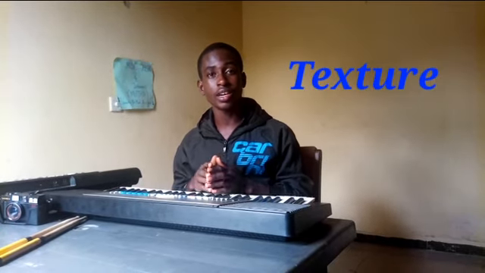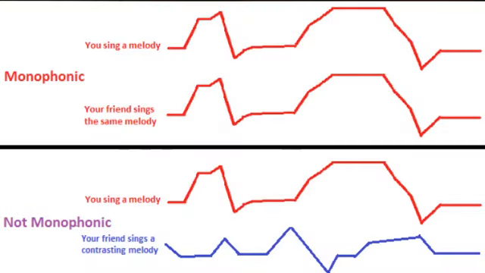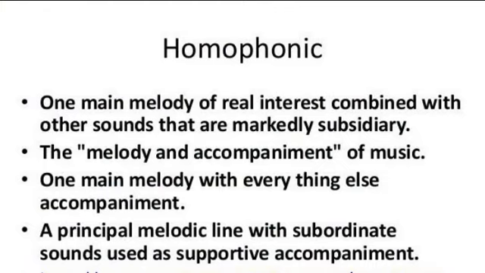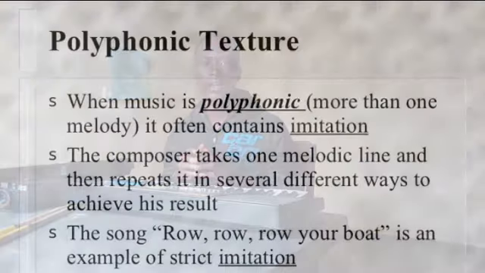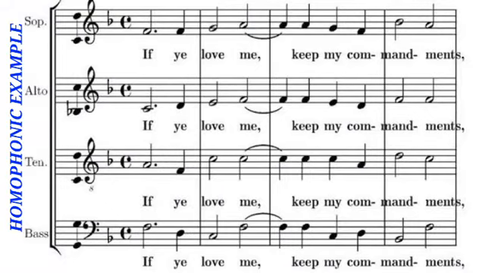Texture is an element in music that defines how melodies are combined together. It's an element of music that tells how thick or thin a melody or a piece of music is. We have three categories in texture: the monophonic, the homophonic, and the polyphonic. Now, the monophonic is a kind of texture that defines a single melody without an accompaniment. The homophonic defines melodies with an accompaniment. The polyphonic defines two or more independent melodies with accompaniment.